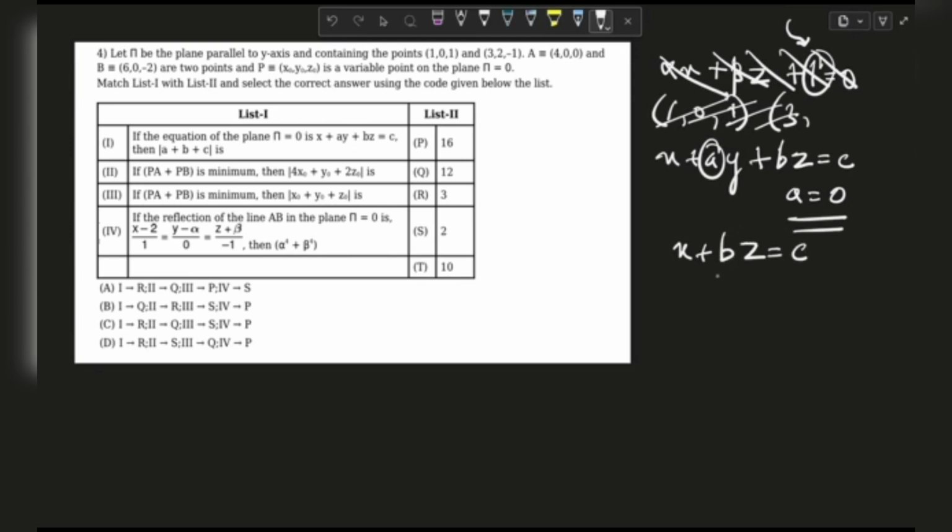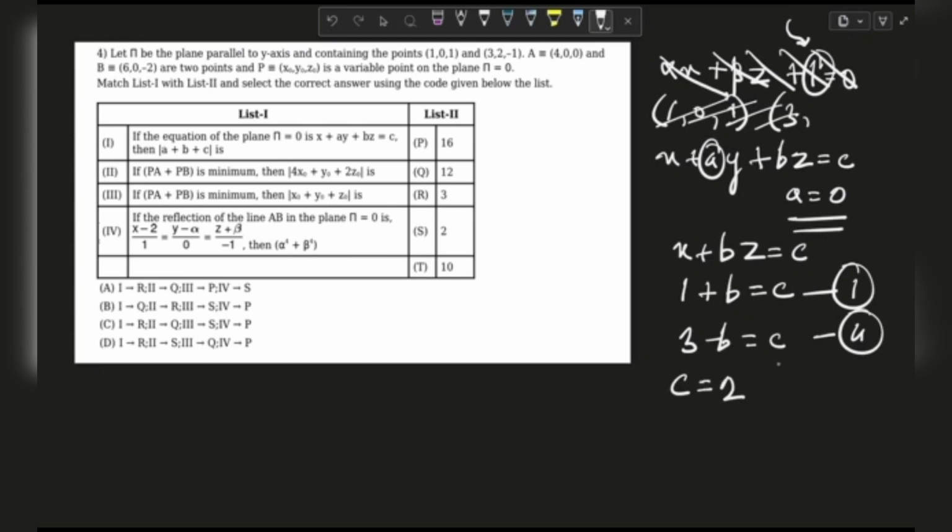So now if we put the point 1, 0, 1, we actually get 1 plus b equal to c, the first equation. And now if we put 3, 2 and minus 1, we will again get 3 minus b, I guess, equal to c. Now we can add these two. So c comes out to be 2, and if c comes out to be 2, b comes out to be 1. I guess this is it. C is 1 plus b, 2, yeah. So our final equation comes out to be x plus z equal to 2.